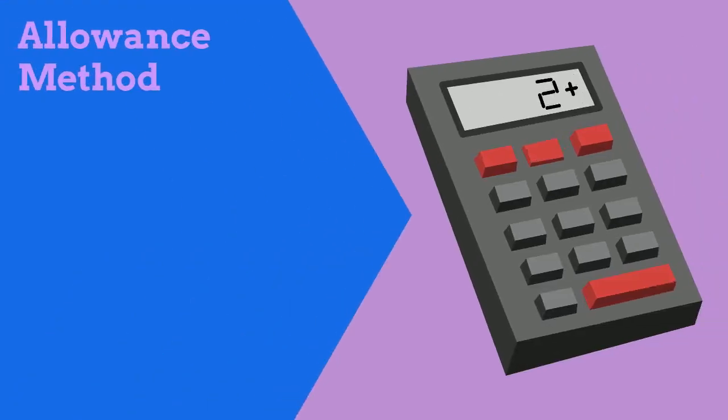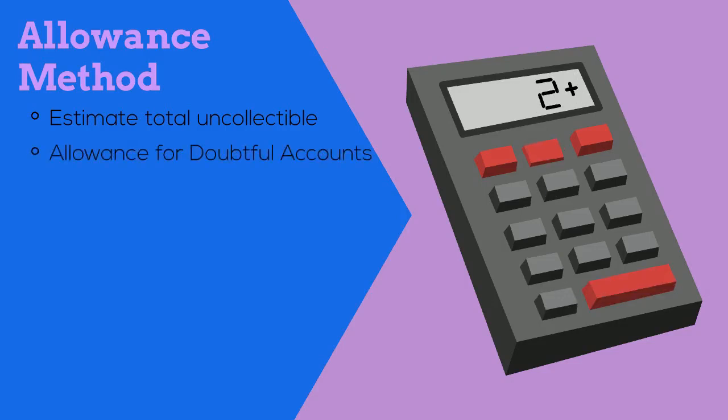With the allowance method, we would estimate how much of our total credit sales or accounts receivable we think will be uncollectible. We do not identify specific accounts that we think will be uncollectible. Rather, we make an estimate of how much in total we think will be uncollectible. For example, say we estimate that $5,000 of our $50,000 balance in accounts receivable will not be collected.